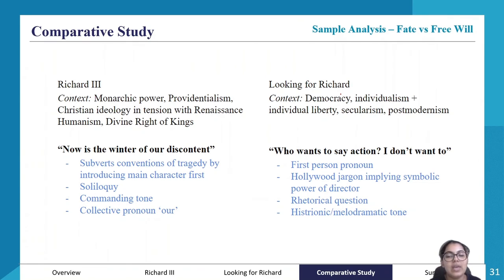The soliloquy, of course, is a key form feature. The commanding tone of voice, and the collective pronoun of "are." So the collective pronoun of "are" is basically trying to, again, include the audience.